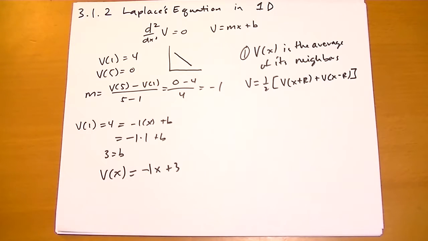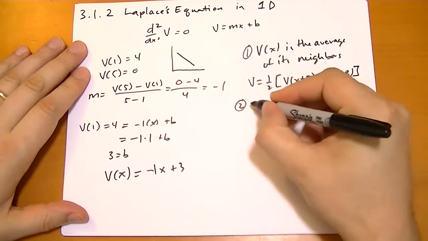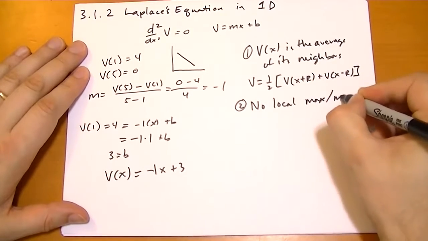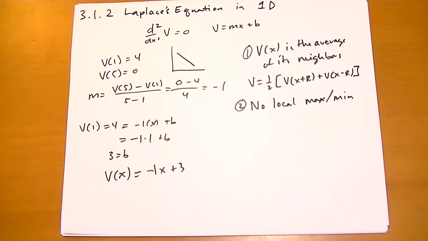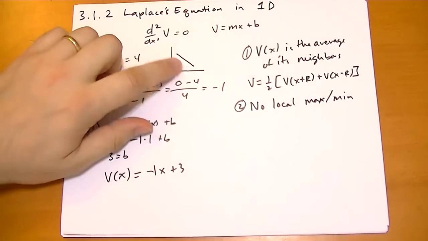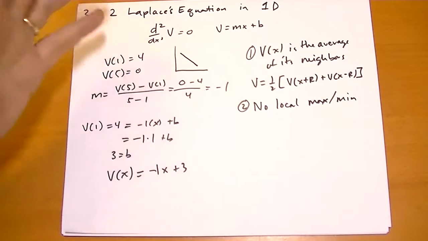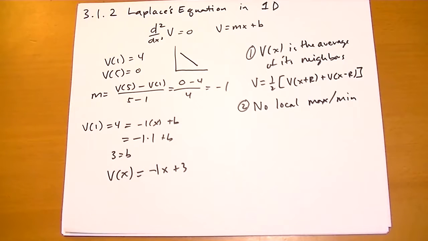The other thing that's interesting is that there's no local max or min. And looking at a straight line, that should be obvious. The max or min has to occur at the endpoints, unless you have it flat with no slope at all, in which case every place is a max and a min.